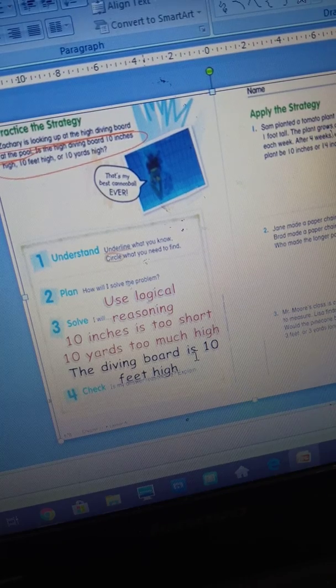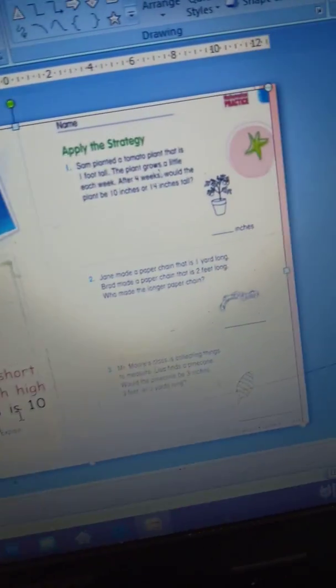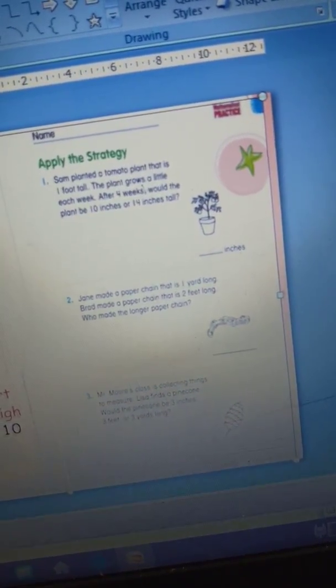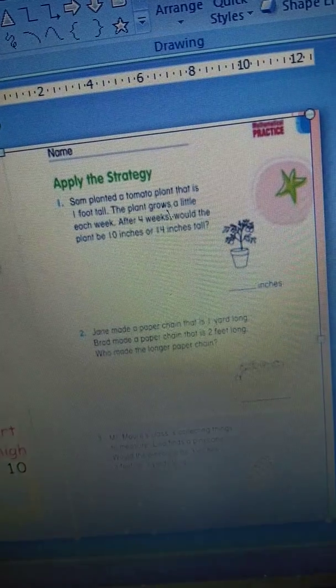Okay, so now, I think one more. Let's have one more, or many more. 3 more. Now, look.